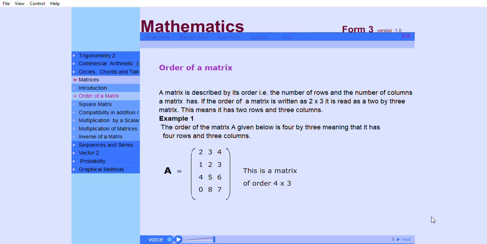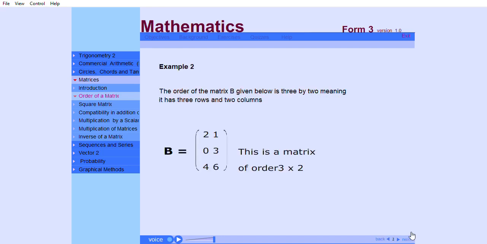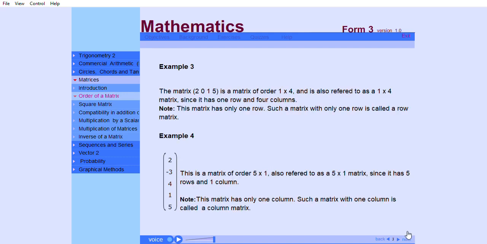Example 1. The order of the matrix A given below is 4 by 3, meaning it has 4 rows and 3 columns. A is equal to matrix 2, 3, 4, 1, 2, 3, 4, 5, 6, 0, 8, 7. Example 2. The order of the matrix B given below is 3 by 2, meaning it has 3 rows and 2 columns.